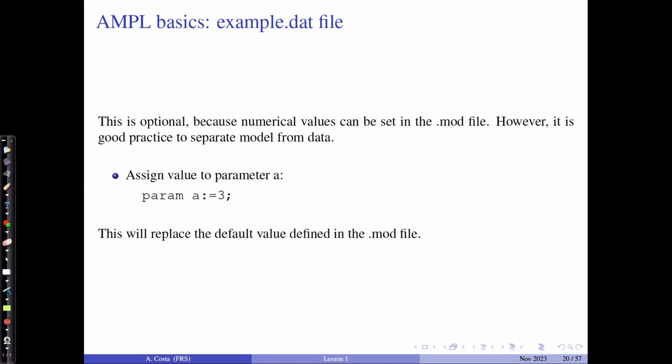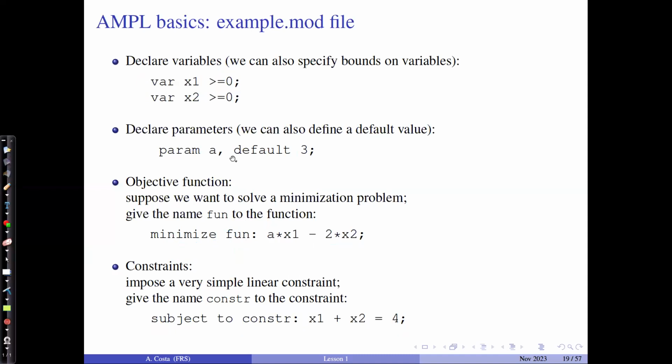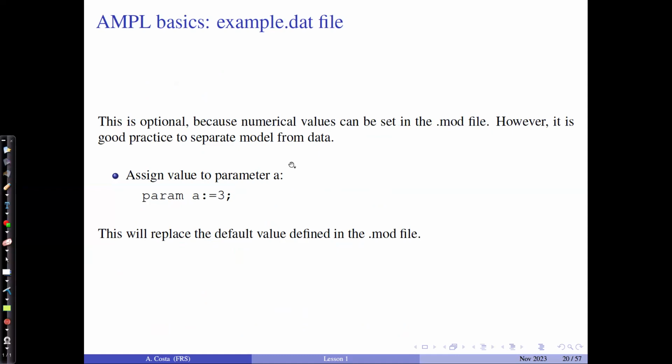Okay, here is the data file. As I say, we can assign different values. Before, we defined a default value of 3. If we want to upload a new value in the data file, we can use param, the name of the parameter, and then the new value like that. But it is optional, as I say.